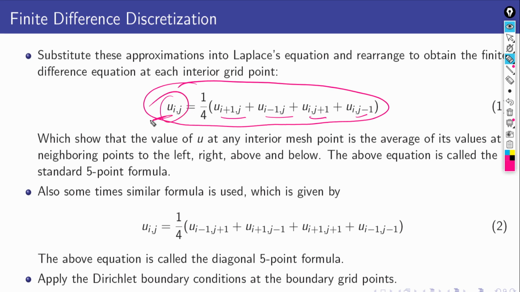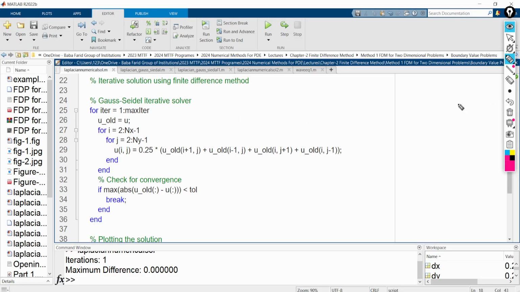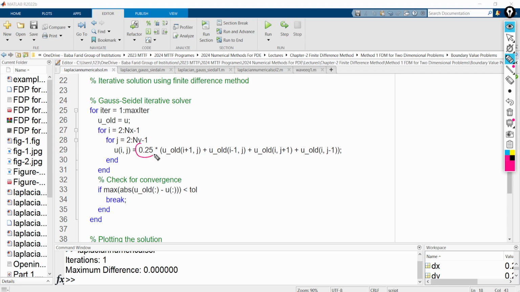So on the left hand side we have the new value, and all these are the old values. By using these old values we need to get the new value of u_ij. So let's discuss how we can implement this code. Here you can see that in place of 1/4 we have 0.25.